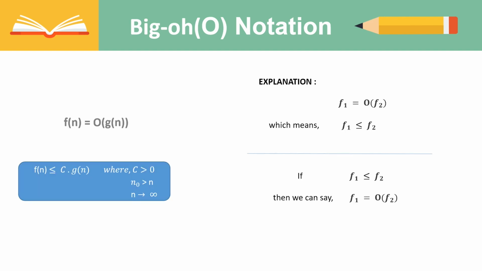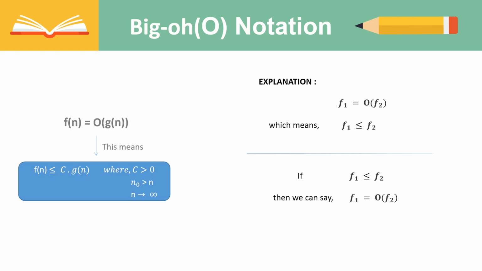Let's understand the basic concept of big O notation. Here we have two functions f of n and g of n. f of n is equal to big O of g of n, which means f of n is less than or equal to constant times g of n, where constant is greater than 0, n naught is greater than n, and n always tends to infinity.